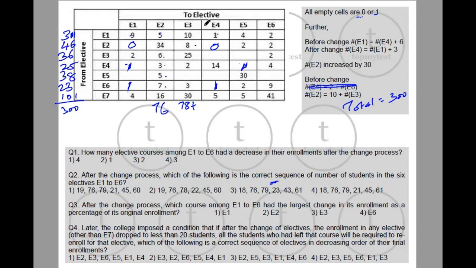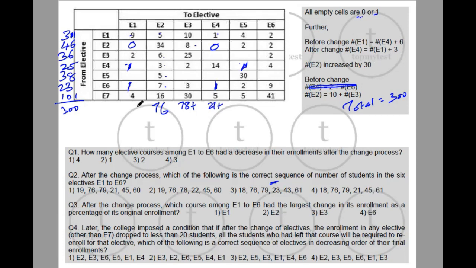Let's see what is E4. E4 is 5, 6, 20, 21 plus 21 or higher. So it can be 22, it can be 23, 21. Okay, this does not help. Now we know E4 is 3 more than E1 after the change.